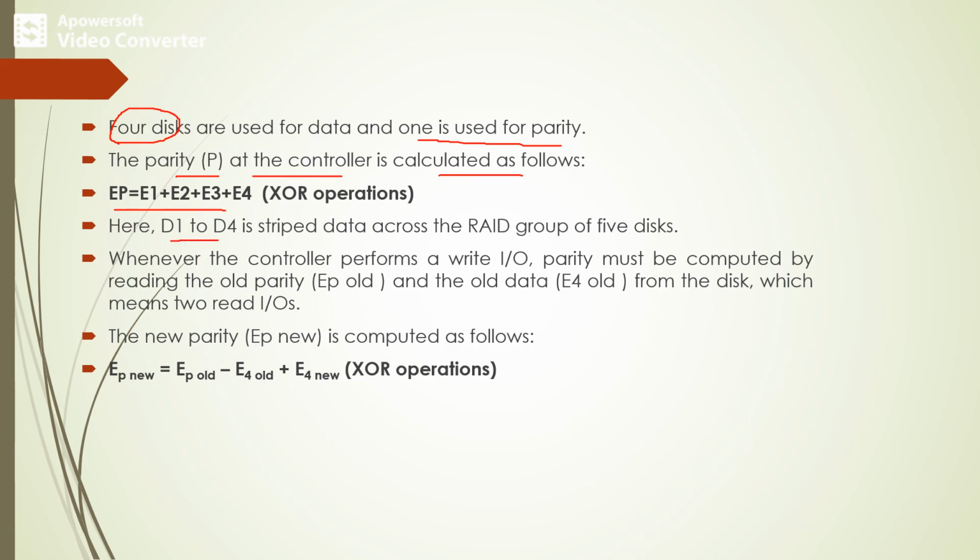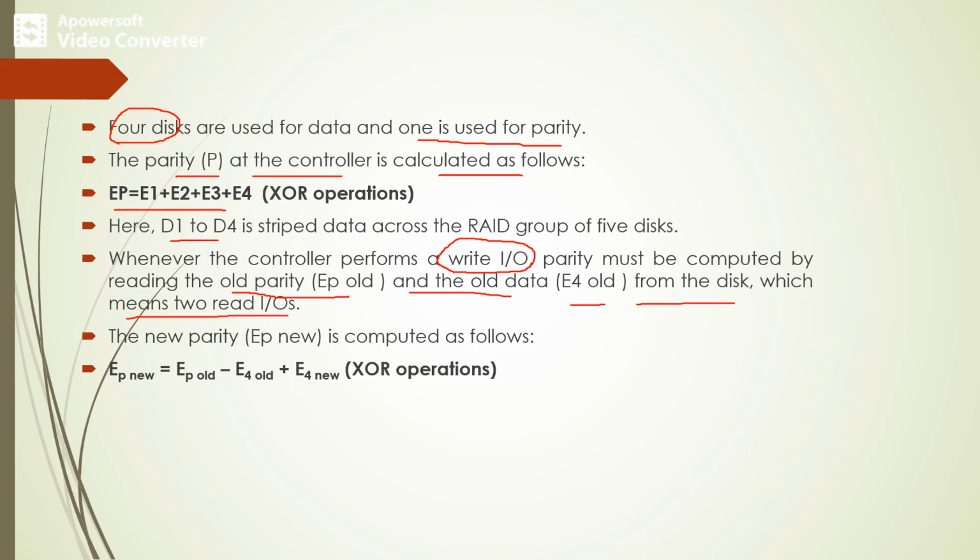Here E1 to E4 is strip data across the RAID group of 5 disks, and whenever the controller performs a write IO, parity must be computed by reading the old parity EP old and the old data E4 old from the disk, which means 2 read IO operations.